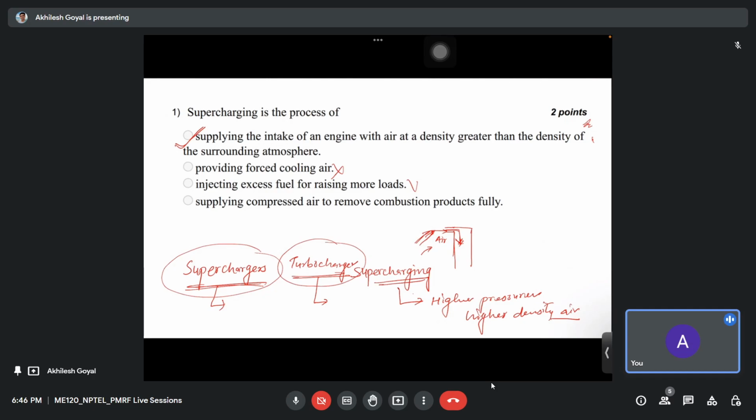In the fourth option as well, the compressed air is being supplied, but here the purpose is to remove the combustion products fully. That is not the case in supercharging. Supercharging is just supplying the higher density air at the intake of the engine. It has nothing to do with the exhaust. So this is the correct answer: supercharging is supplying a higher density air to the intake of the engine. Any doubt here? No. So let's move to the next question.